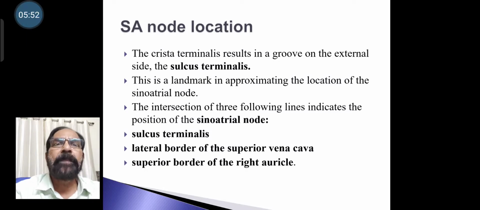SA node location. Crista terminalis results in a groove on the external surface called the sulcus terminalis. It is a landmark in the approximate location of the SA node. The intersection of the following lines indicates the position of the SA node: sulcus terminalis, lateral border of superior vena cava, and the superior border of right auricle.